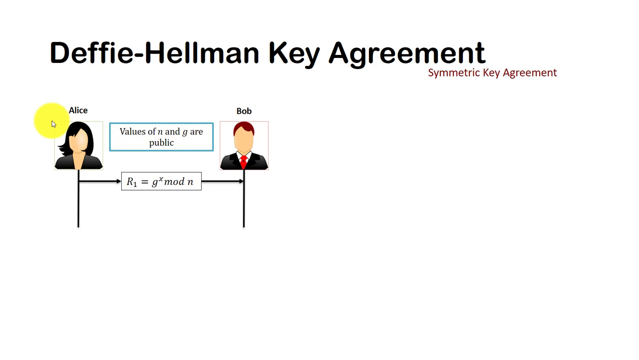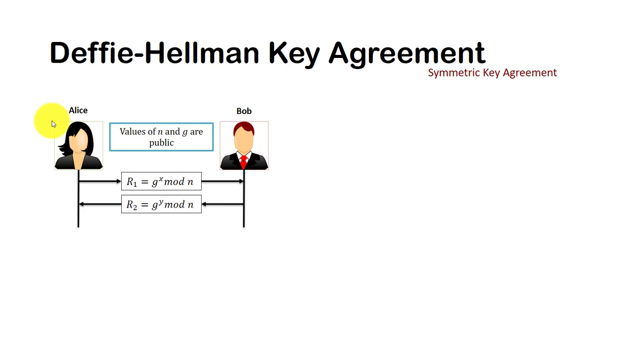Now this r1 is a message that could be intercepted by any intruder. So it's an open channel, anybody can read it, right? So g to the power x has reached Bob. Now Bob will be calculating the r2 value as g to the power y mod n. Now g and n are known to everybody. y is a secret with Bob.